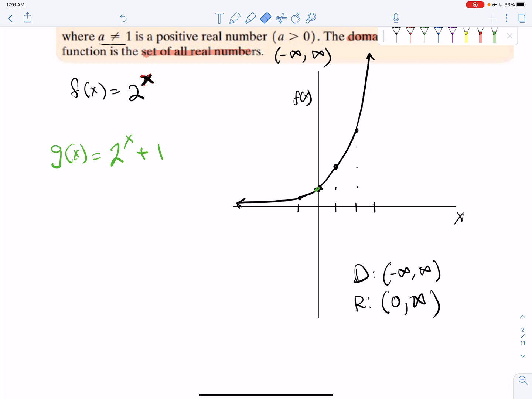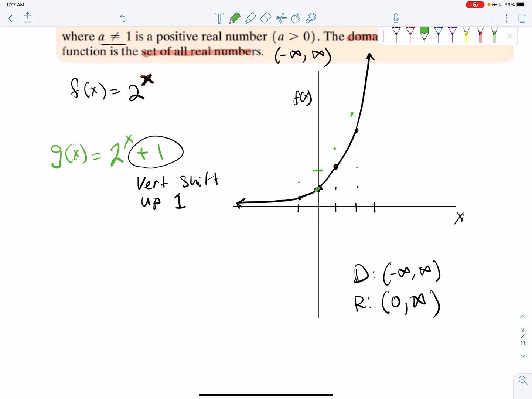And what did it do to all the y values? It just moved it up. So what is that called? That's called a vertical shift. And we went up 1 for every point. So you could actually take this: there's 1, so then that goes to 2. And that was at 2, so that just goes up to 3. And that was at 4, so that goes up to 5. And that was at a half, so it goes up to 1.5.